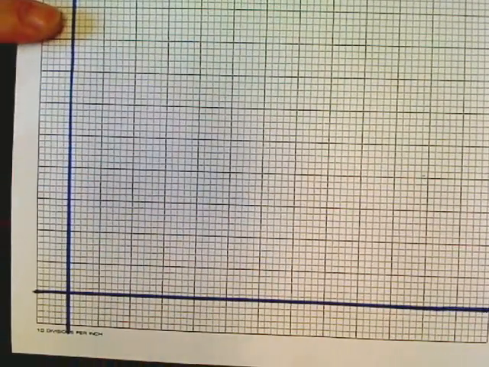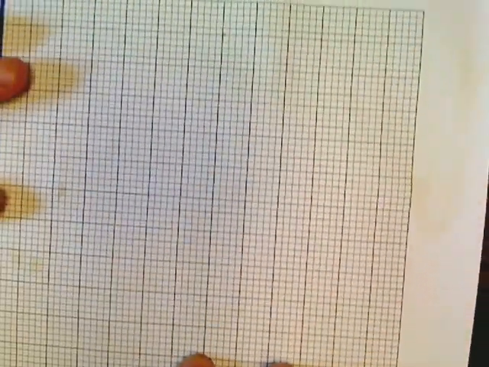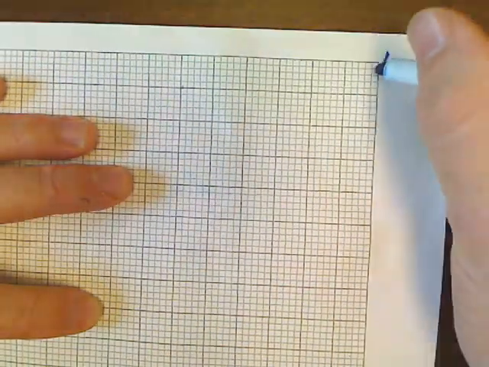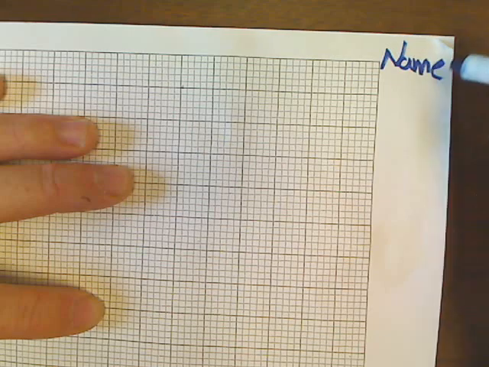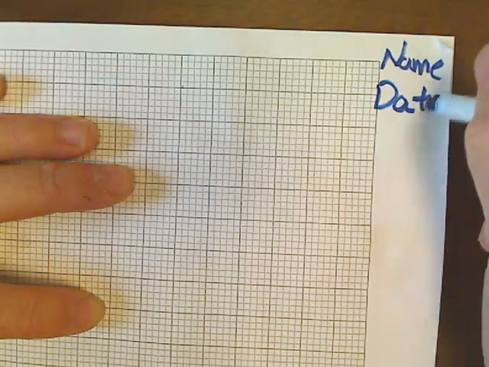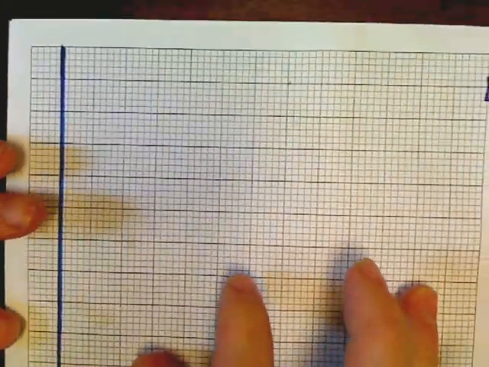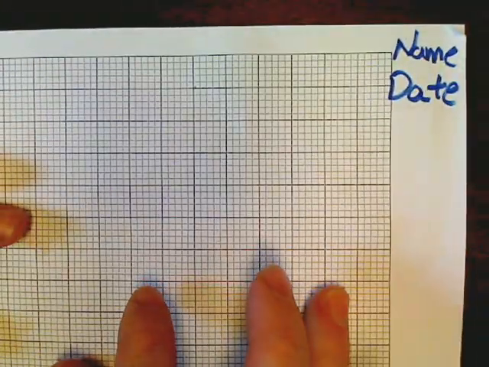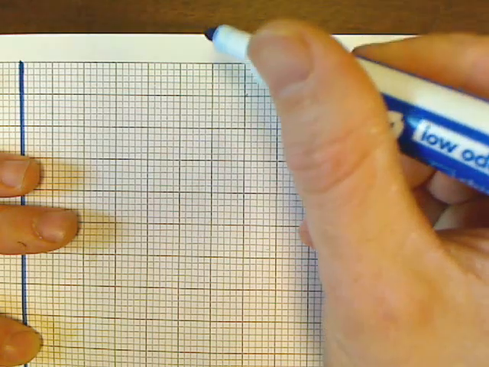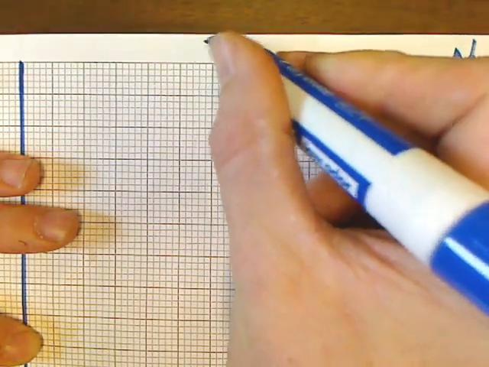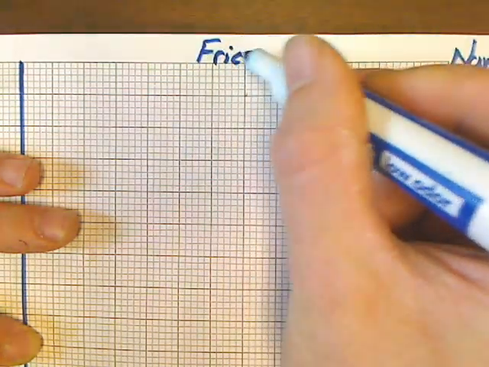Now, I'm going to do something else. Before I forget, I'm going to go up to the top right-hand corner and put my name and my date. It's very important to always put name and date up here. I'm also going to title this graph. Maybe I shall now call this the Friction Lab.